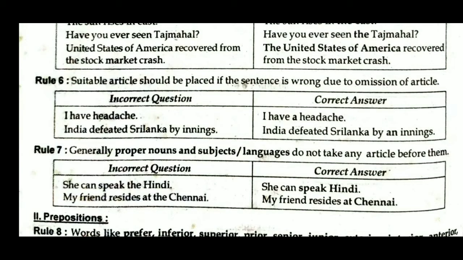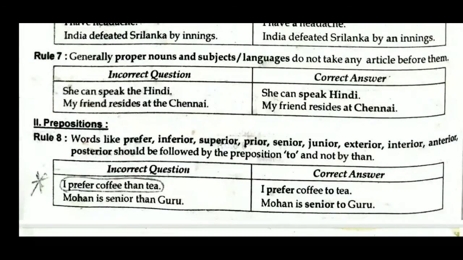So my friend resides at the Chennai. My friend resides at Chennai is the right answer. Okay, the correct answer. So these are all questions related to articles. Then we'll have prepositions.